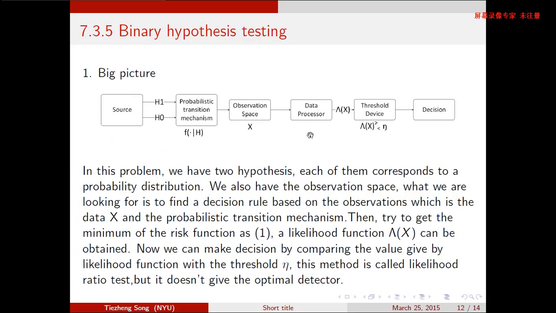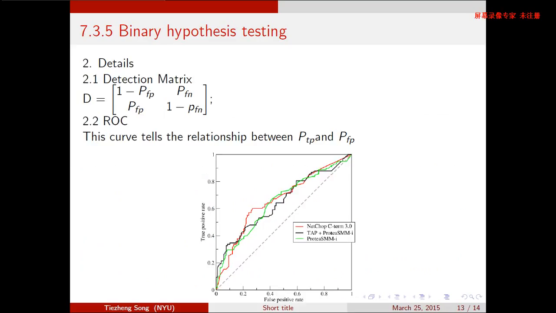What we need to do is to find this lambda x, and we also need a threshold value eta. Comparing these two values, lambda x and the threshold value, we can make the decision. So now the detection matrix looks like this.